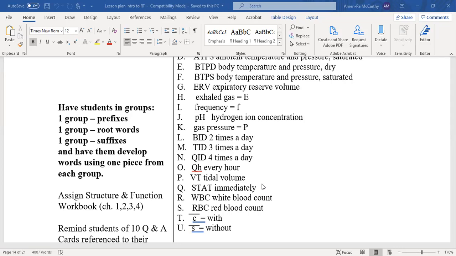Okay? So, for instance, when they say I want to get a CBC, which is a complete blood count with differential, they're going to write CBC with a C with a line on top and then DIFF. Okay? So it's going to look like this. I want to order a complete blood count, which is CBC. That's a complete blood count.